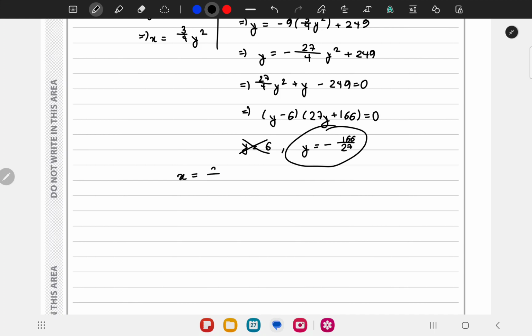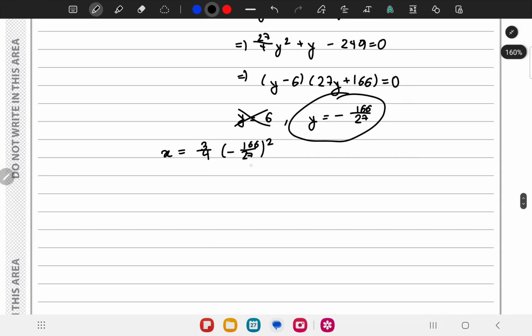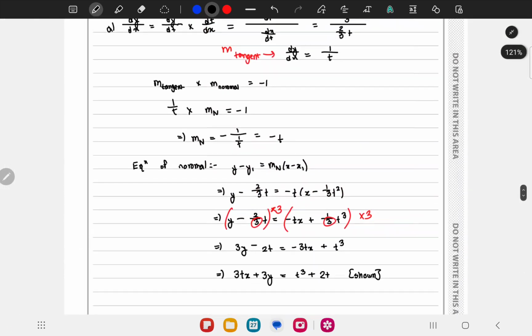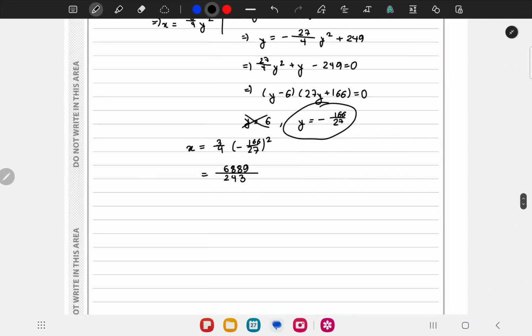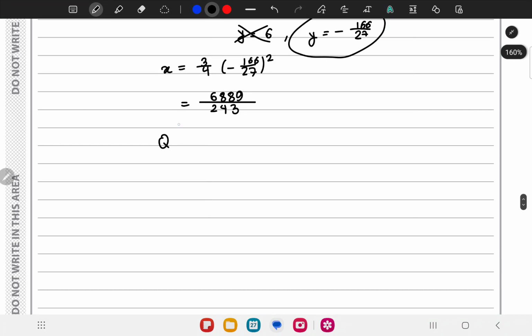x is 3 by 4 y square, so we'll find x. x would be 6889 divided by 243. So that's the coordinates of Q. Q is 6889 by 243, comma minus 166 by 27.